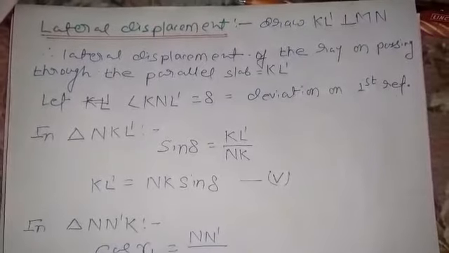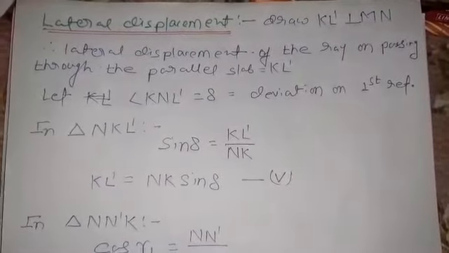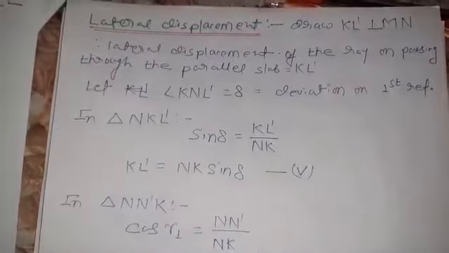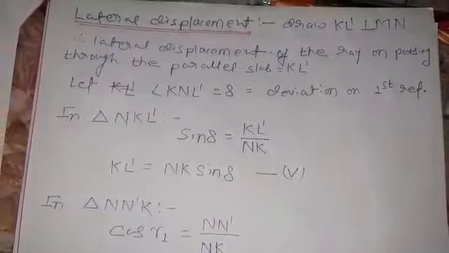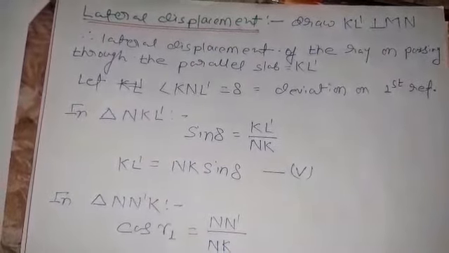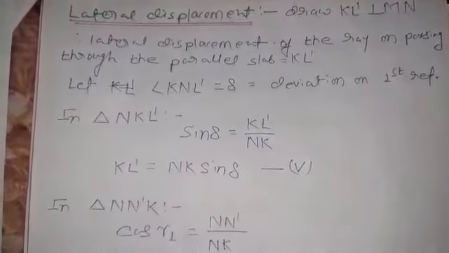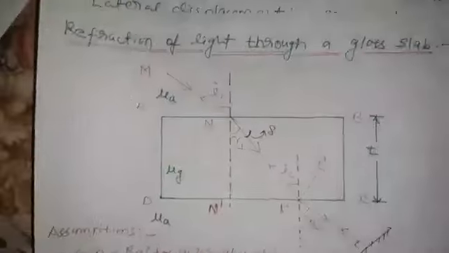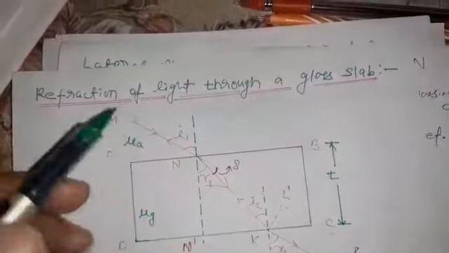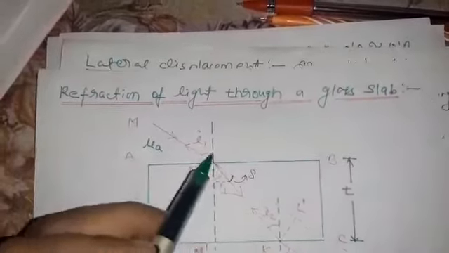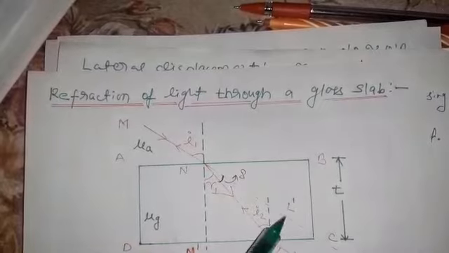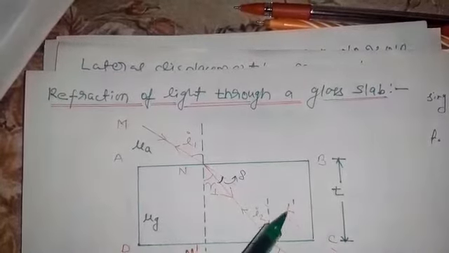Okay, lateral displacement of light ray. For this, draw one perpendicular from point K. That is KL dash perpendicular to MN. See the figure, KL dash perpendicular to MN. This will be your MN. If I extend this, this will be your MN, and this is your perpendicular.